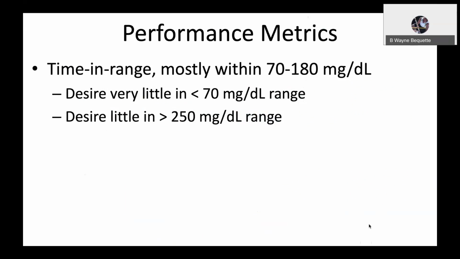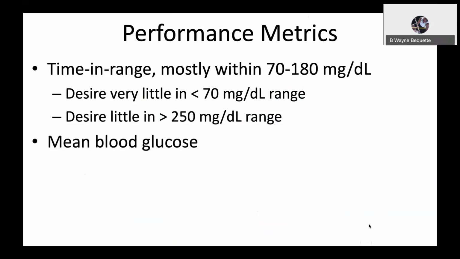Now, there are a number of performance metrics that somebody looks at to tell if they're doing a good job of blood glucose concentration control. One of those is time in range. And what you'd like to do is spend most of your time within a 70 to 180 milligram per deciliter range. You want to spend very little in the hypoglycemic range of less than 70 milligrams per deciliter. And you desire little time in the greater than 250 milligram per deciliter range, which would be hyperglycemia.